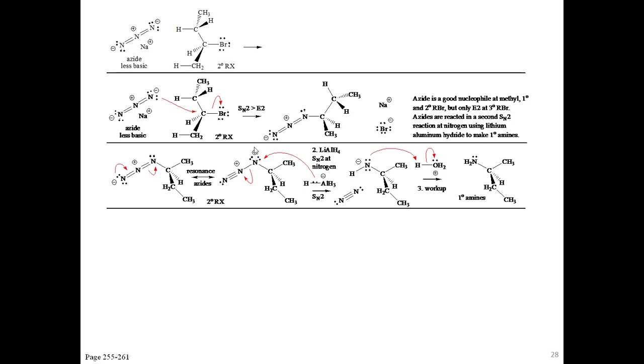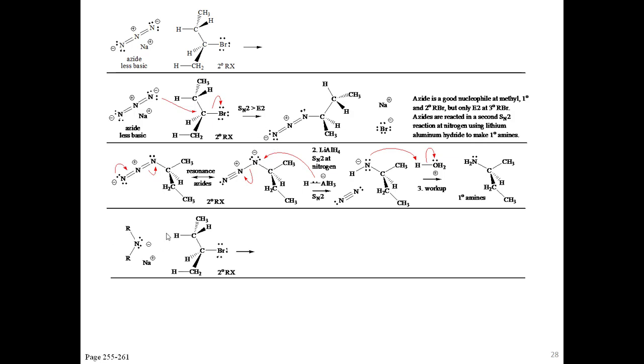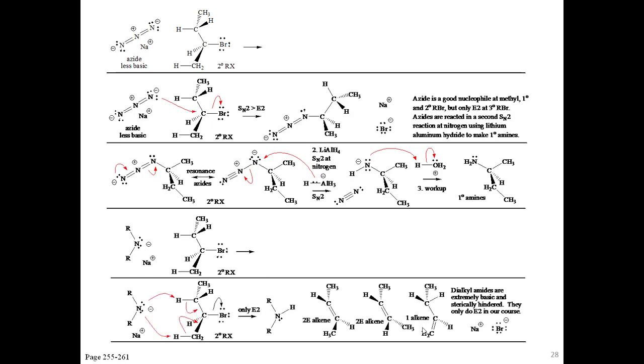We don't really stop at the azide. Our other nitrogen that we showed was this very, very basic, sterically bulky amide anion. So this is only going to be E2. If I have a secondary center, I'm just going to get the usual elimination products, which we would show also with t-butoxide.